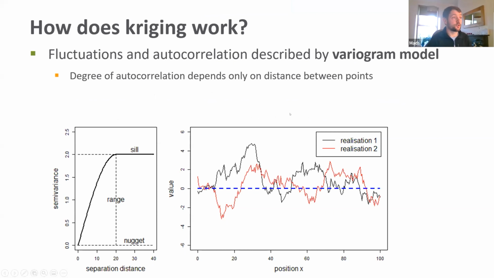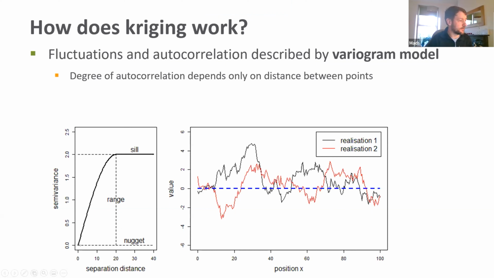So how do you describe these fluctuations? That's quite critical to kriging. Often you assume that the fluctuations can be described as a normal distribution or a multivariate normal distribution, and that this is described through what we call a variogram model, which is what I've shown here to the left. This is the variogram model that was used to generate these realizations. The variogram essentially shows what the variance of your data is as a function of distance between the data points.